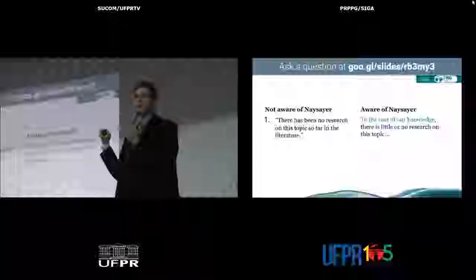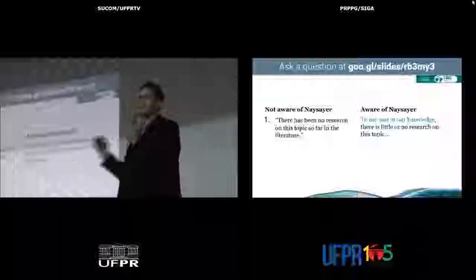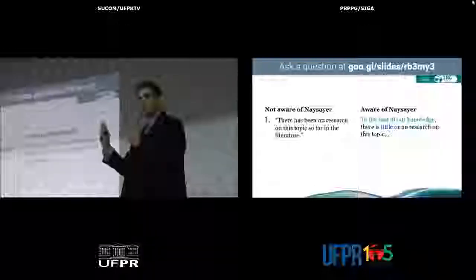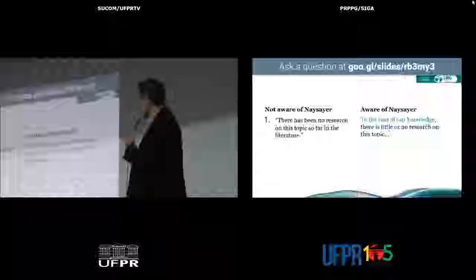So the first one, here's an example of how it could be fixed with this little bit, this little section, this little phrase here at the beginning. This is what's called a hedge. A hedge is a little linguistic device so that you show, I'm trying to be careful here. So, to the best of our knowledge, there is little or no research. It's hard to argue against this here. It's harder for the naysayer to raise his critical eye when you say something like this, to the best of our knowledge.